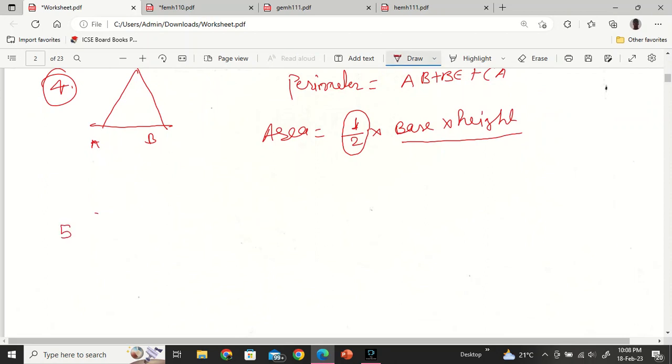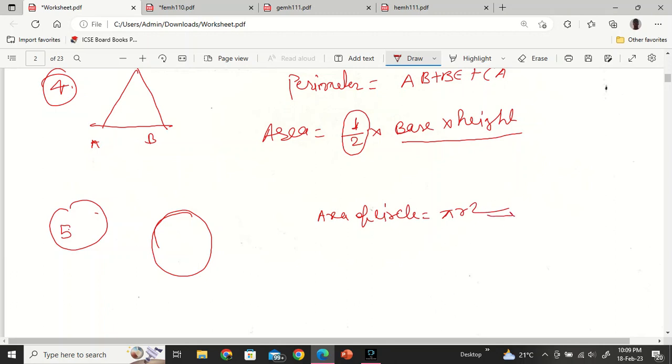Now we will study the circle. Okay, so the area of a circle is equal to pi r square. This area is pi r square, and it will also be in centimeter square. Area is always in centimeter square.